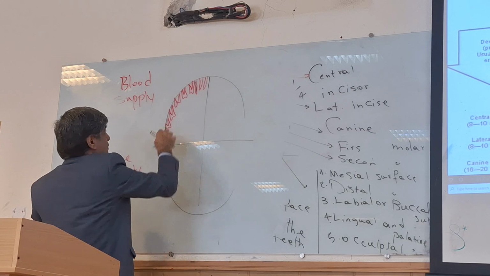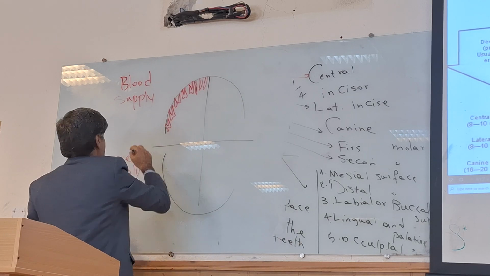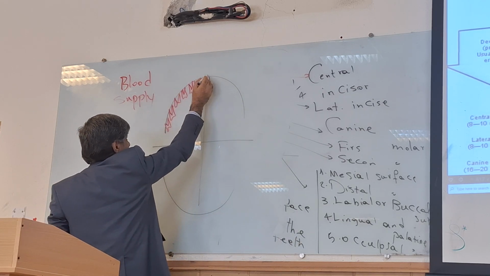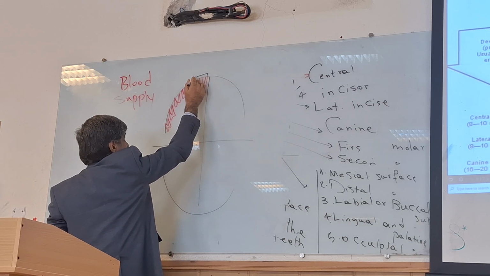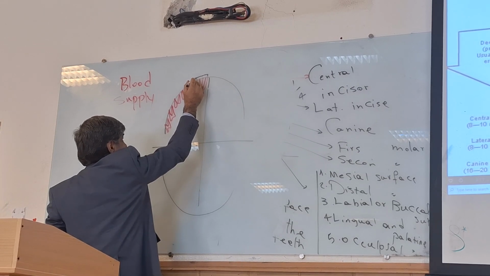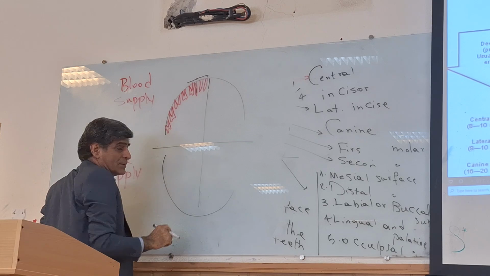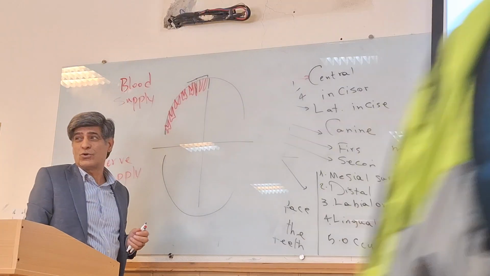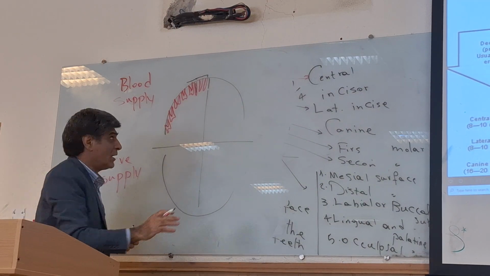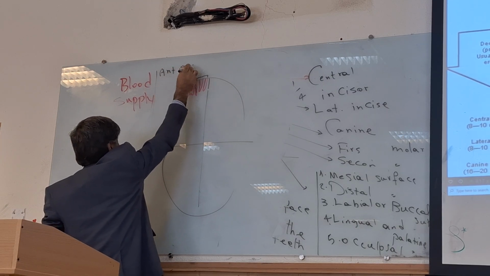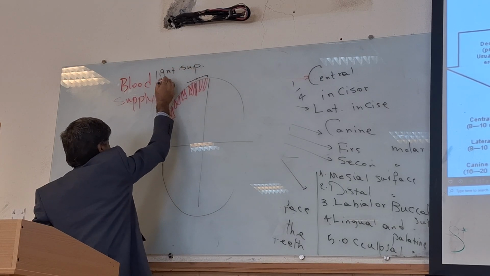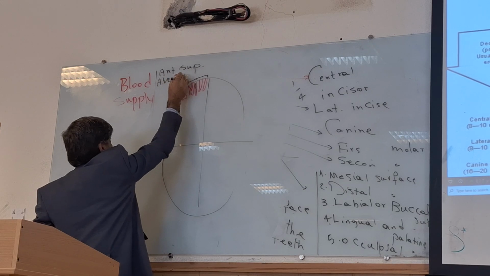Nerve supply of the upper part: central incisive, lateral incisive, and canine. Blood supply by the anterior superior alveolar artery.